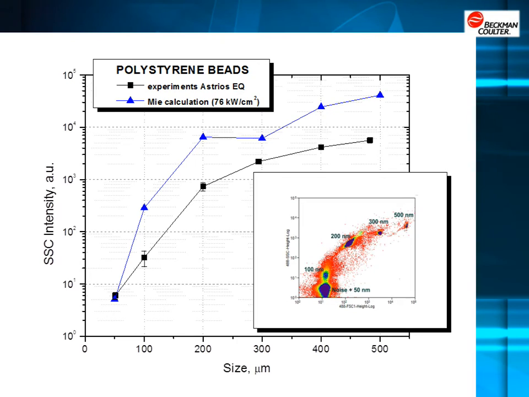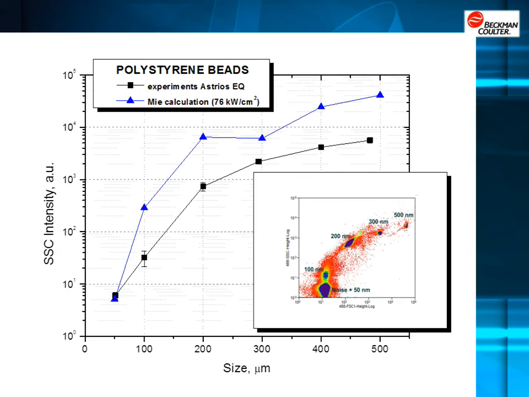This is the Mie scatter plot defined by the size in nanometers versus the side scatter absorbance units for the particle sizes 100 to 500 nanometer. The lower black line is experimental data acquired on the Astrios EQ, and the blue line is the Mie scatter theoretical side scatter absorbance in relationship to the power density at the stream.